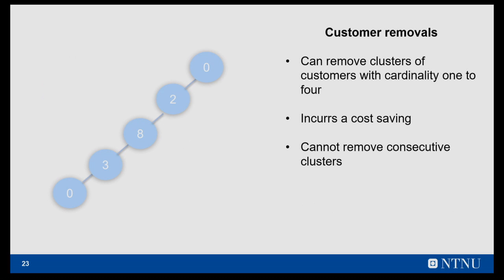And in addition to this, we allow for customer removals of clusters of cardinality 1 to, here it says 4, but it should be 3. But in the removal operator, we only allow for consecutive nodes to be removed. So either singleton clusters, like here 3, 8, or 2, or we allow for the cluster of 3 and 8, or 8 and 2. Or we can, in this case, remove all of them, but that doesn't really make sense in this case, because then we could just not use the route in the first place.